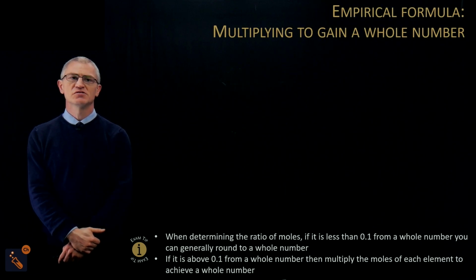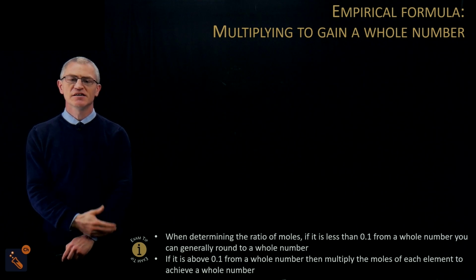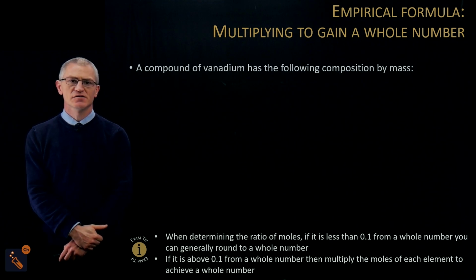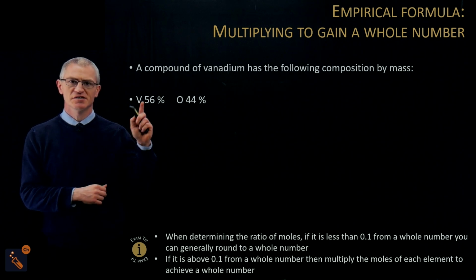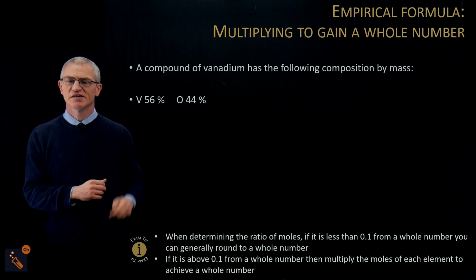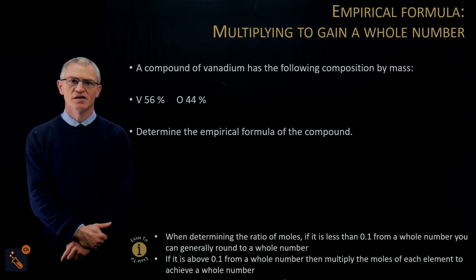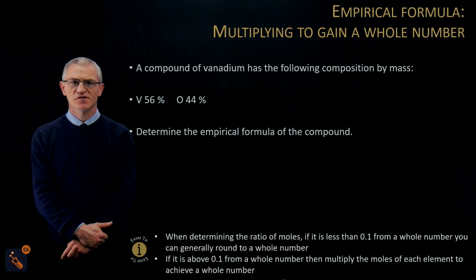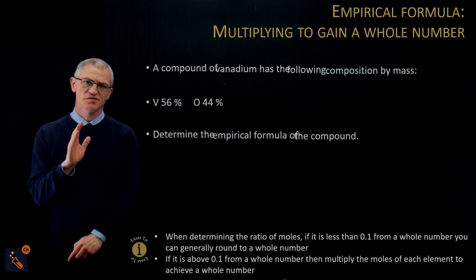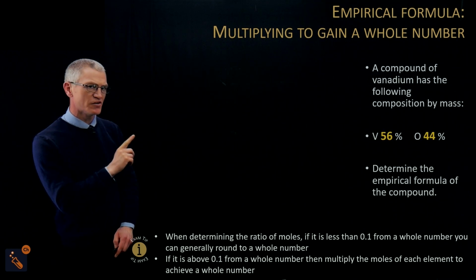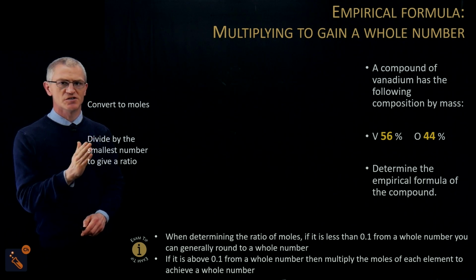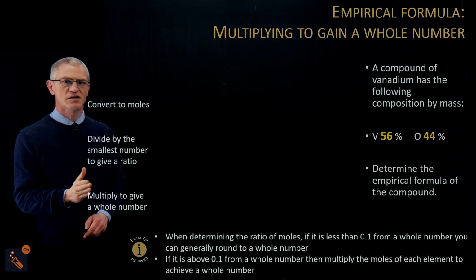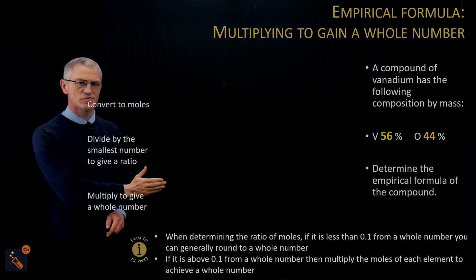We're now going to move on to doing empirical formula where we have to multiply to gain a whole number. The question we're going to look at is for a compound of vanadium having the following composition by mass. We can see we've got our numbers, which we are directly going to turn into grams. Now we want to determine the empirical formula of the compound. Let's move this over to the right again. If you remember from our previous slide, we've got 3 points. We want to convert to moles, divide by the smallest number to give a ratio, and then multiply to give a whole number. This one we're going to have to multiply to give a whole number.